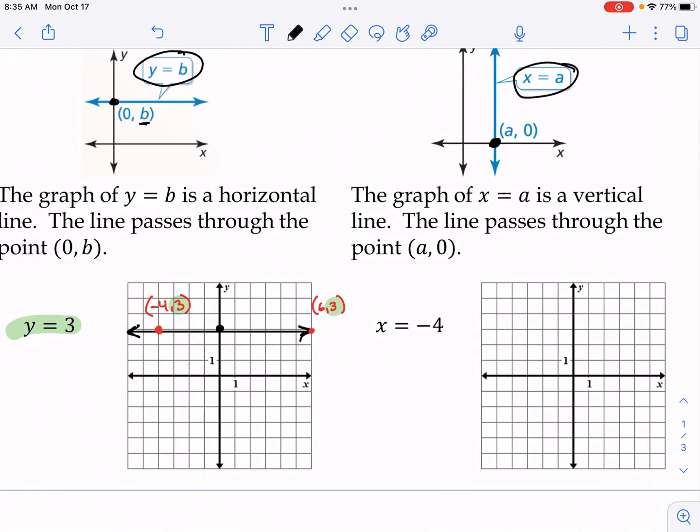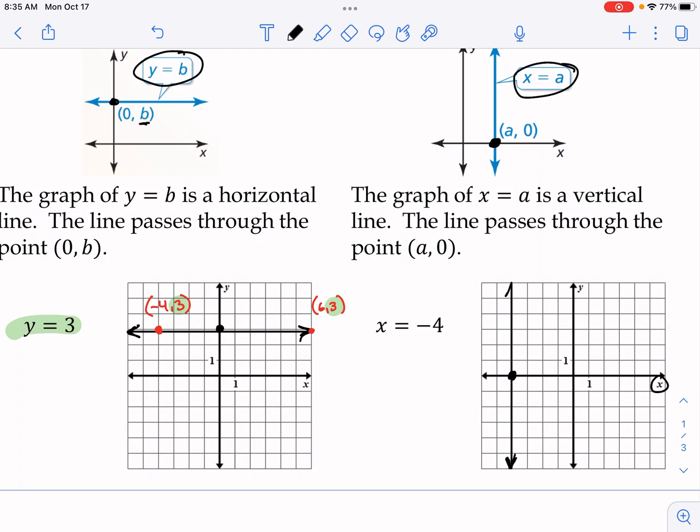So we have our point here. X is equal to -4. So let's find -4 on the x-axis now. The x-axis is right here. -4, 1, 2, 3. Looks like it's right here. Step 1, put the point. Step 2, we'll draw a line through that point.